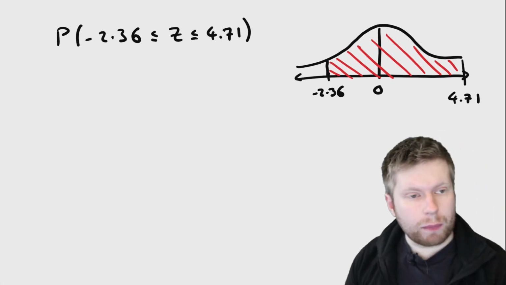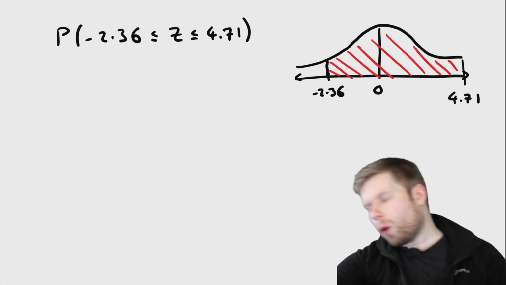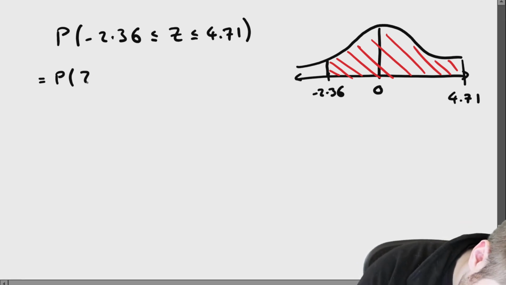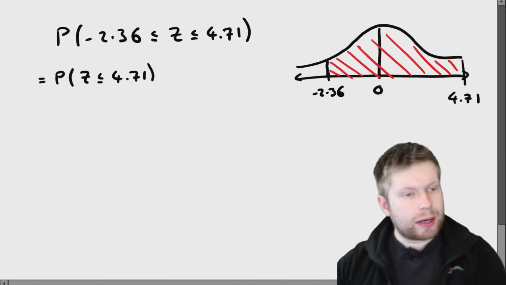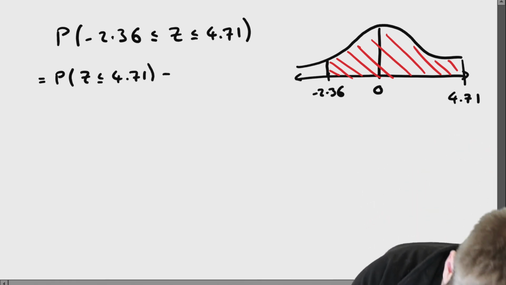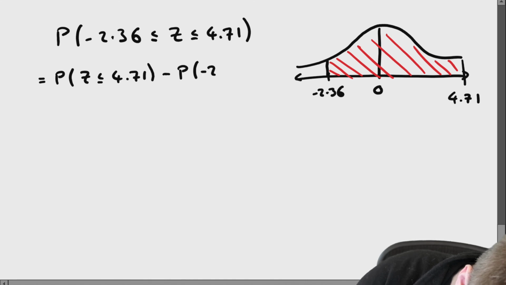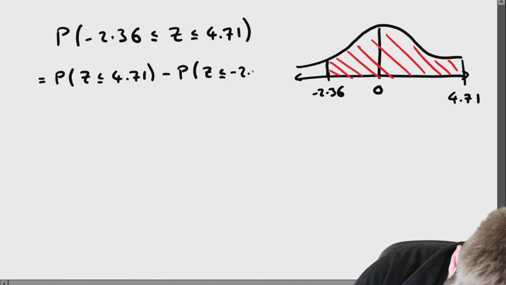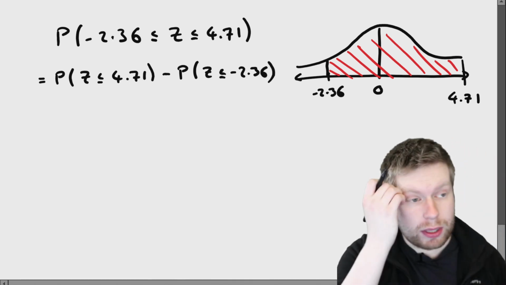Are you happy that I'm going to look in the tables for all the values up to 4.71? So that's going to be the probability that z is less than or equal to 4.71, because remember my tables are cumulative. But then I'm going to have to take away the area which I don't want, which is the negative 2.36. So what's the probability that z is less than or equal to negative 2.36? So I'm going to look up both of these values.